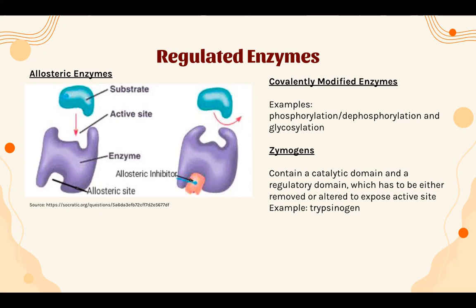Zymogens are enzymes that contain a catalytic domain, an active domain, and a regulatory domain, which has to be either removed or altered to expose the active site. One example of a zymogen is trypsinogen. Trypsin is a digestive enzyme in the pancreas that, if released uncontrollably, if active forever, would eventually digest the pancreas itself. Therefore, in order to prevent this from happening, it's released as its zymogen form, trypsinogen, and then later cleaved to become trypsin once it's needed.